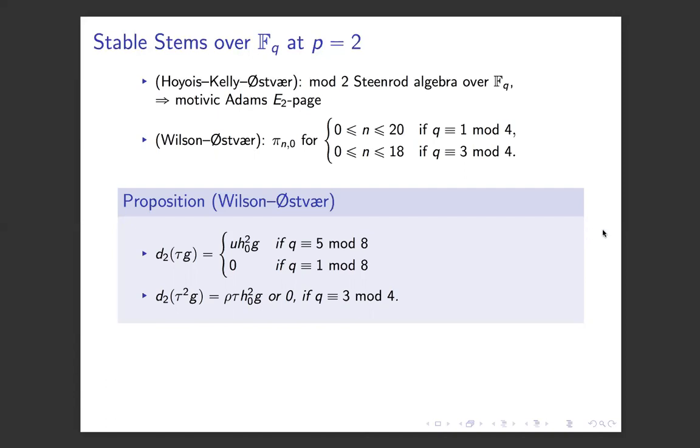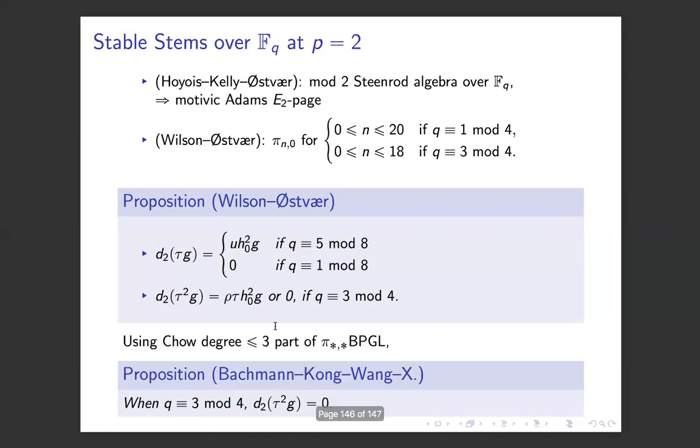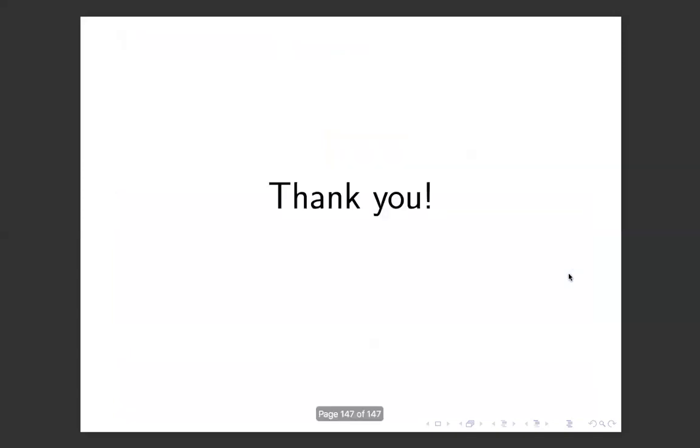So now, using this Chow t-structure and the naturality of motivic Adams spectral sequences, with just the first layer, we can have a simple proof for these two differentials, with the same result, of course. And using the Chow degree smaller or equal to 3 part, we can actually decide the case they couldn't decide, which turns out to also be 0. Okay, so that'll be it. Thank you very much.